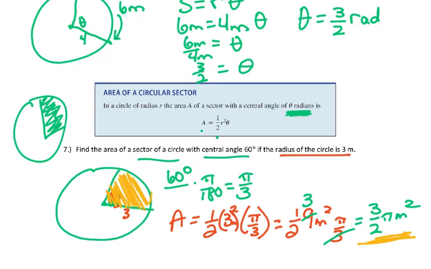So there are some basic formulas and ideas when we're looking at angles, whether they're in degrees or radians, and we can start to apply that to coterminal angles and also area of sectors and arc length.